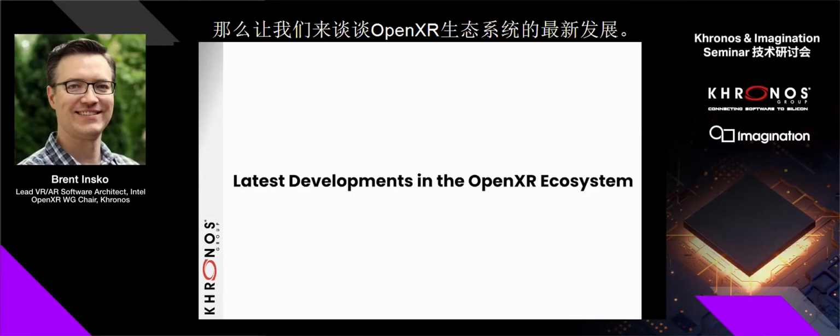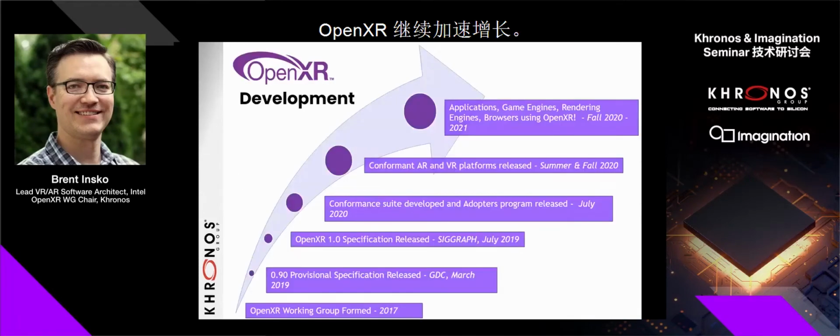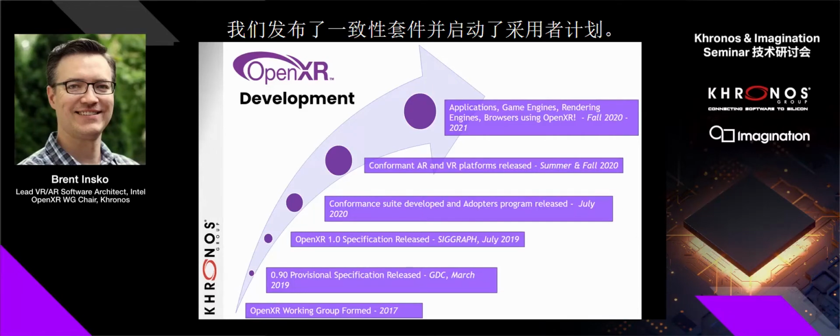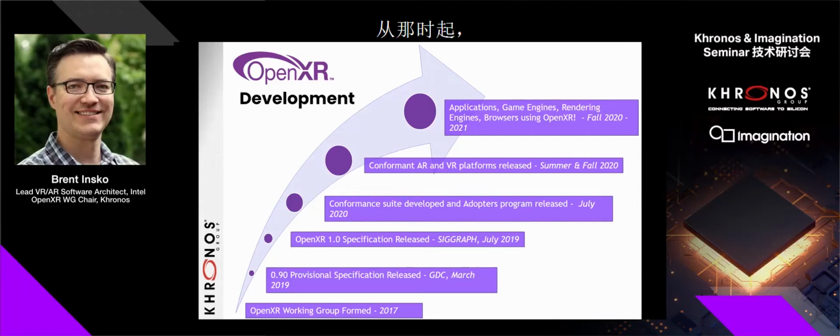So then let's talk about the latest developments in the OpenXR ecosystem. OpenXR continues to accelerate its growth. It began development in early 2017. Two years later, we released the 1.0 specification after developer and community feedback from a provisional release. Two years ago, we released the Conformance Suite and launched the Adopters program. Since then, we have seen more and more XR platforms adopt OpenXR, and most recently, we're seeing applications take advantage of the cross-platform support of OpenXR.